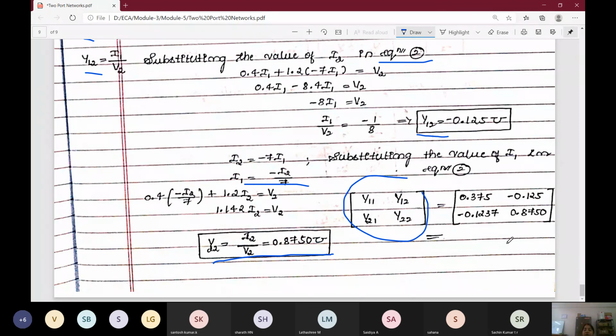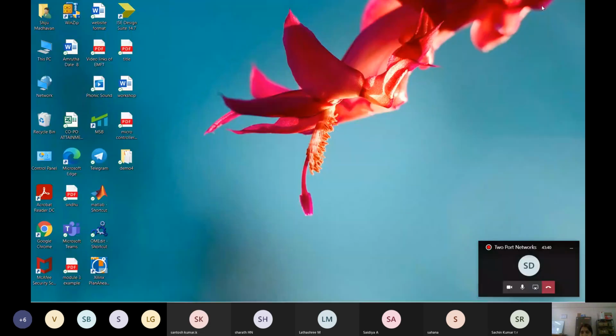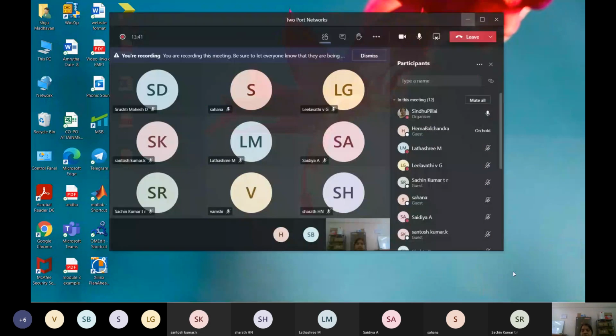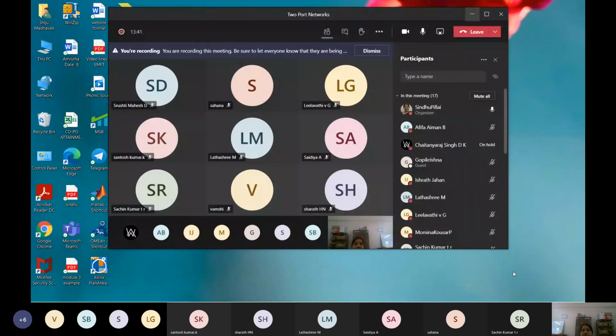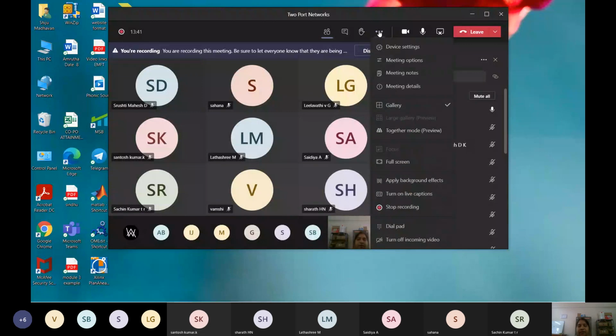So you should see the condition. What is the condition they have given? Whichever parameters you are finding, see what condition is given, and accordingly try to solve it. For Y parameters and for Z parameters, you have to see the conditions. Okay, thank you.